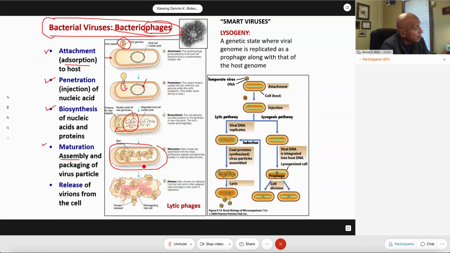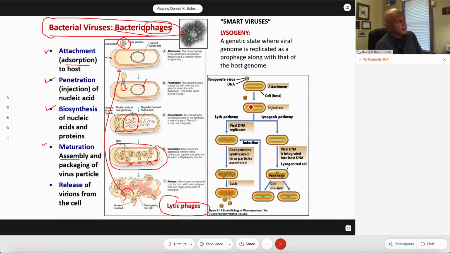Something pretty cool happens after the virus assembles itself, literally causes breakdown. Literally lyses, which means to break down, all right, the bacterial cell. And all these virions are released, and guess what? They can infect new cells and start that cycle all over again. So this is a typical life cycle of a bacteriophage: attachment, penetration, biosynthesis, maturation, and then finally release. So if you notice, the bacterial cell dies. So this is called a lytic cycle. Lysis, again, means to break apart. So this is a lytic cycle, or lytic pathway.